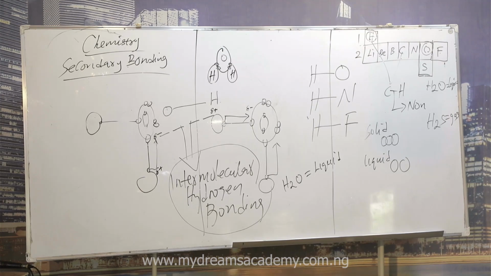One mole of a substance contains dash. What does one mole of a substance contain? It contains Avogadro's number of particles, 6.02 times 10 to the power 23.